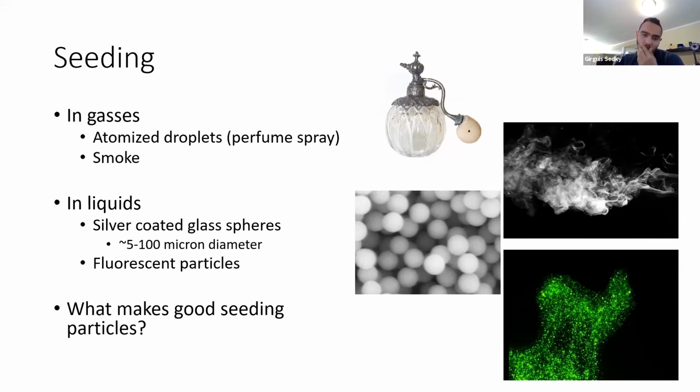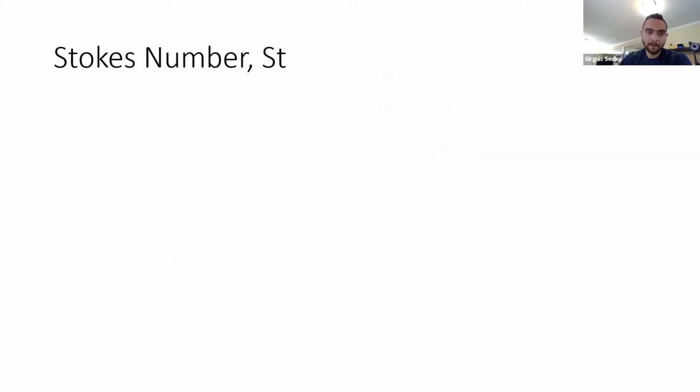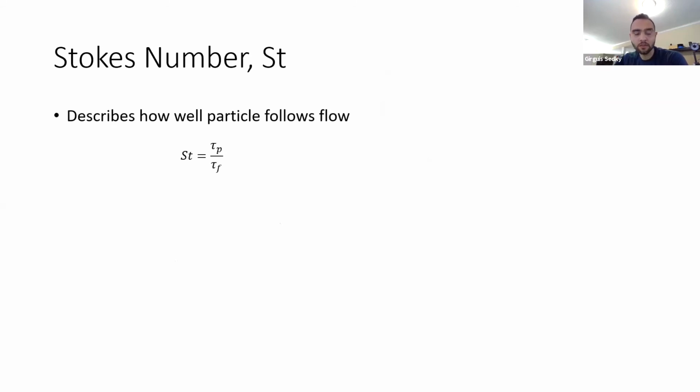So what makes a good seeding? What makes a particle a good candidate for seeding the flow is that it must follow the flow, which means that it must be similar enough to the flow that it actually follows its motion even when there are high gradients in the flow. It should be able to follow the flow. So a Stokes number is a measure of how good a particle can track the flow. It describes how well particles follow the flow, and it is defined as tau p over tau f.